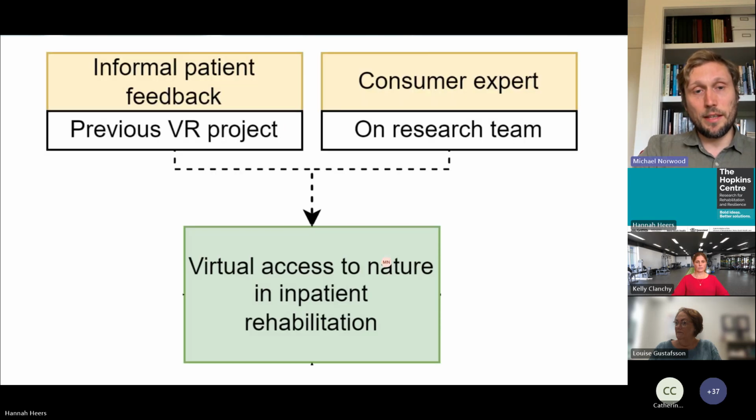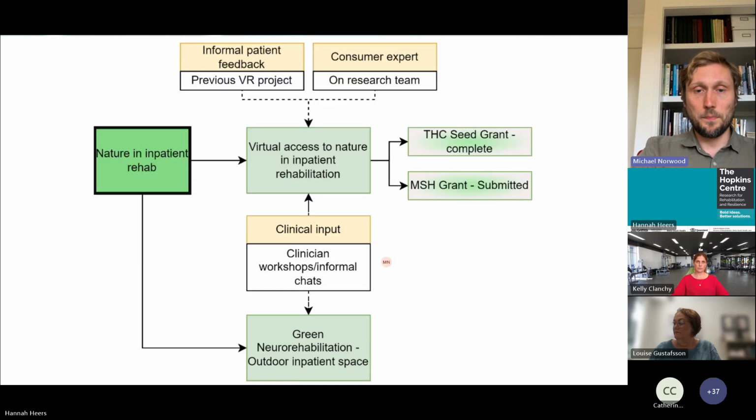And then with the virtual access, it also came from patient feedback from a previous non-nature VR project, and we then have a consumer expert on this team with prior experience in this type of work. So I guess it's starting to show we're taking the confusion out, but it's complex. There's lots of input coming from different areas. We have the research advisory group, the clinicians, some feedback from previous projects completely unrelated to nature, and then our relationships with individual members.